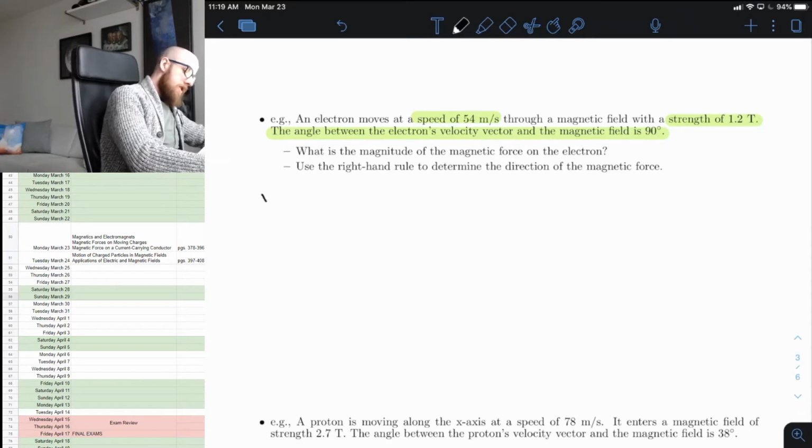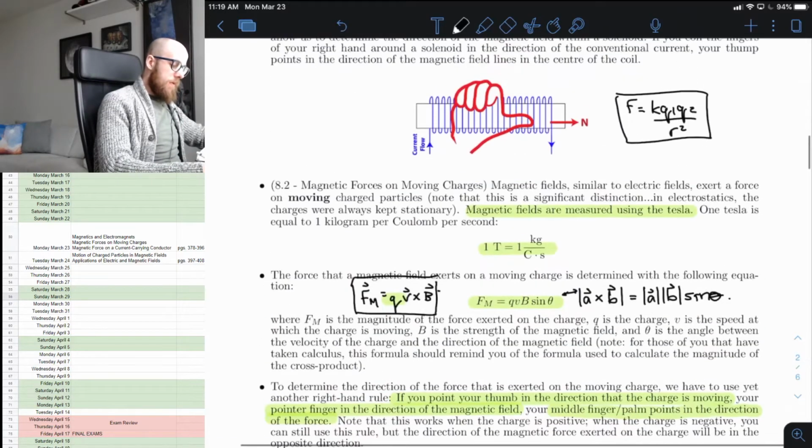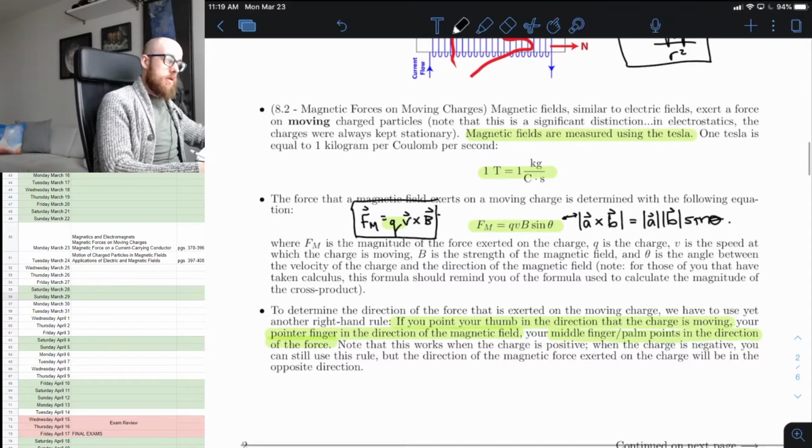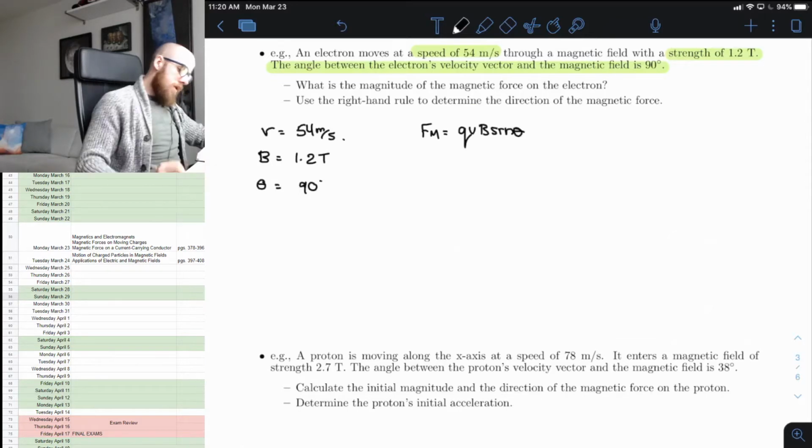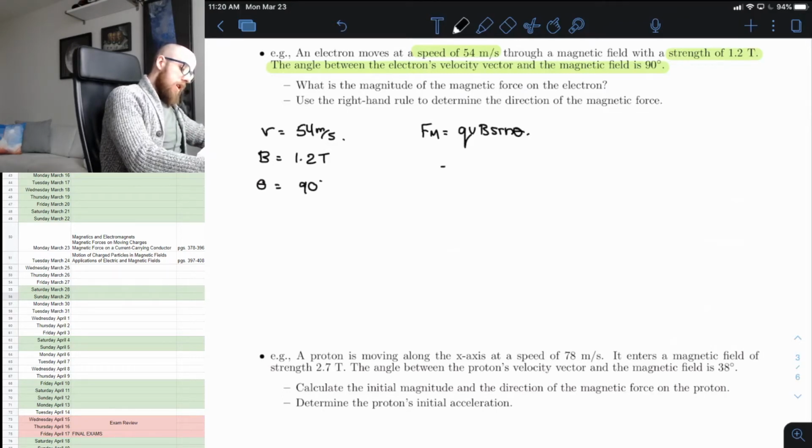Okay, so let's write down our givens here. The speed at which it's moving is 54 meters per second. The strength of the magnetic field is 1.2 Tesla. And the angle between the velocity vector and the magnetic field is 90 degrees. Now let's figure out the force that's exerted on that charge. Fm equals QVB sine theta. Now let's plug in all the things we know.